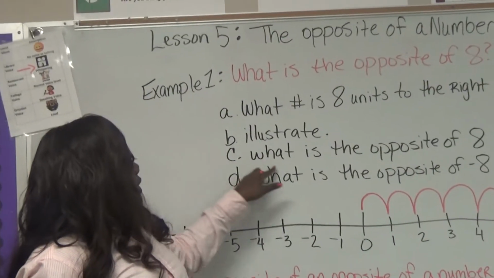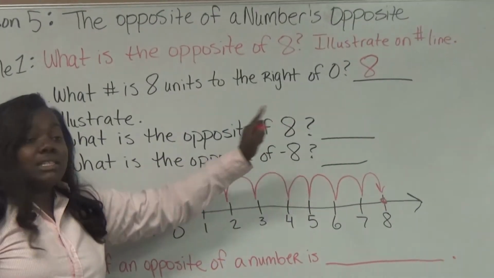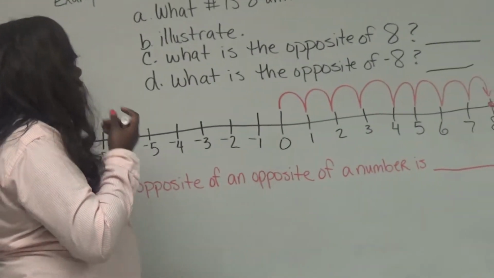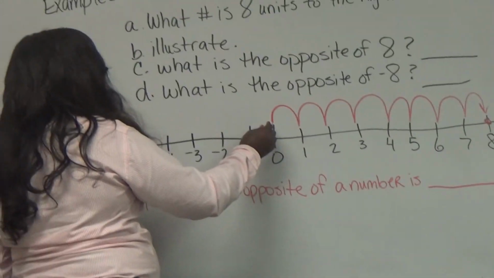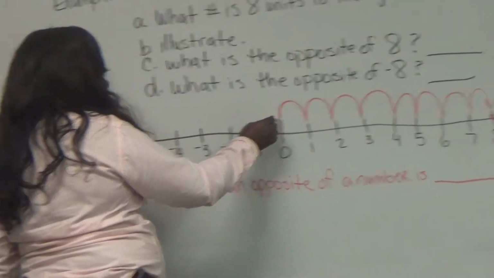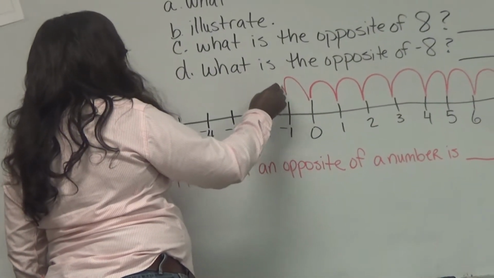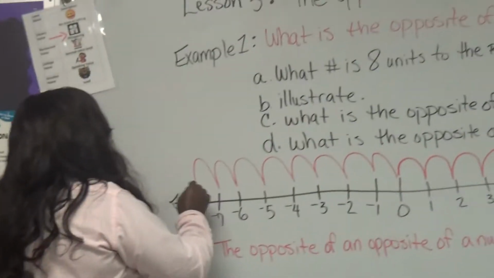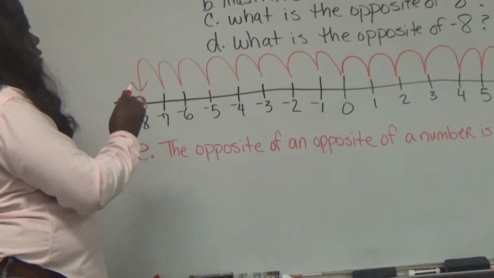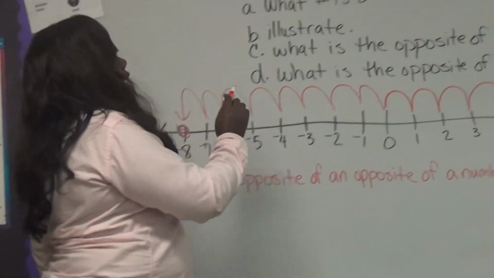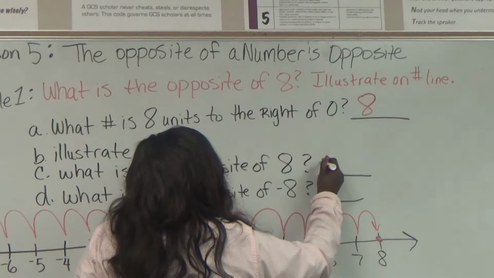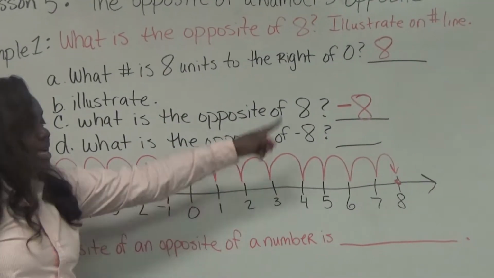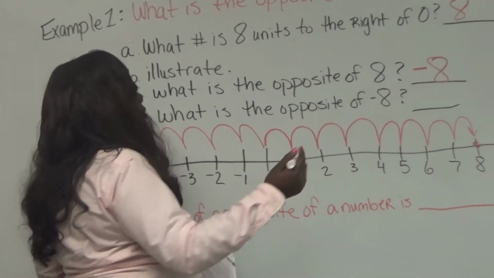The next part says what is the opposite of positive 8? Which direction would I go in? Left, because this is where my negative numbers are located. I'm starting at 0 again. Go over 8 units: 1, 2, 3, 4, 5, 6, 7, 8. What number is there? -8. So the opposite of a positive 8 is negative 8. D says what is the opposite of -8, which we already know is positive 8.